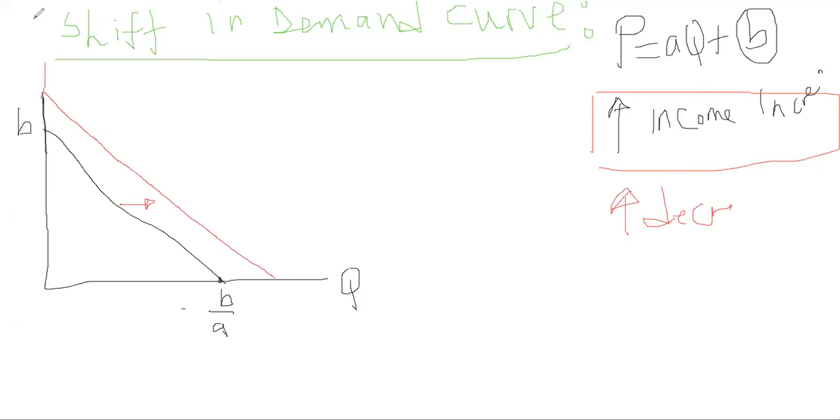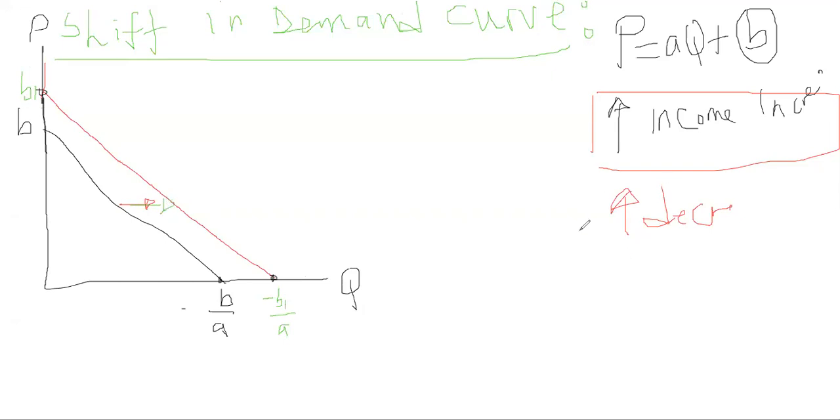So let's call that one B1. So this is price. So we have new B here, and of course, we will have a new price intercept as well as a new quantity intercept. So what we will have here will be minus B1 all over A. So here we will have B1. So what it does is shift the demand curve to the right.